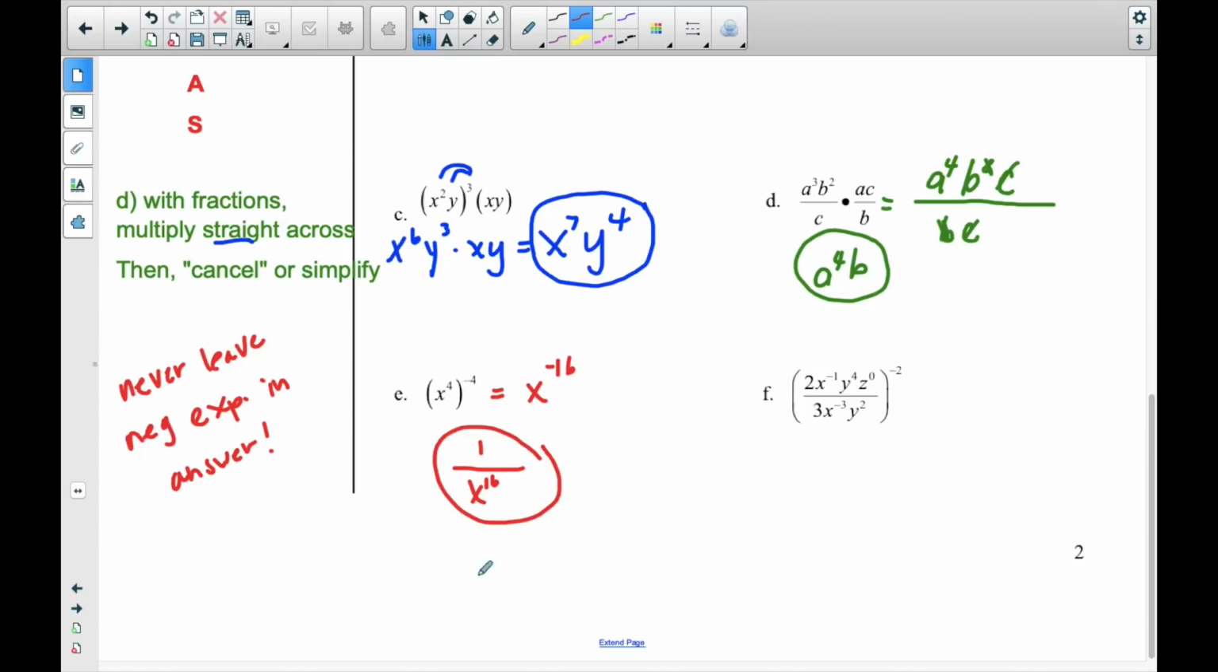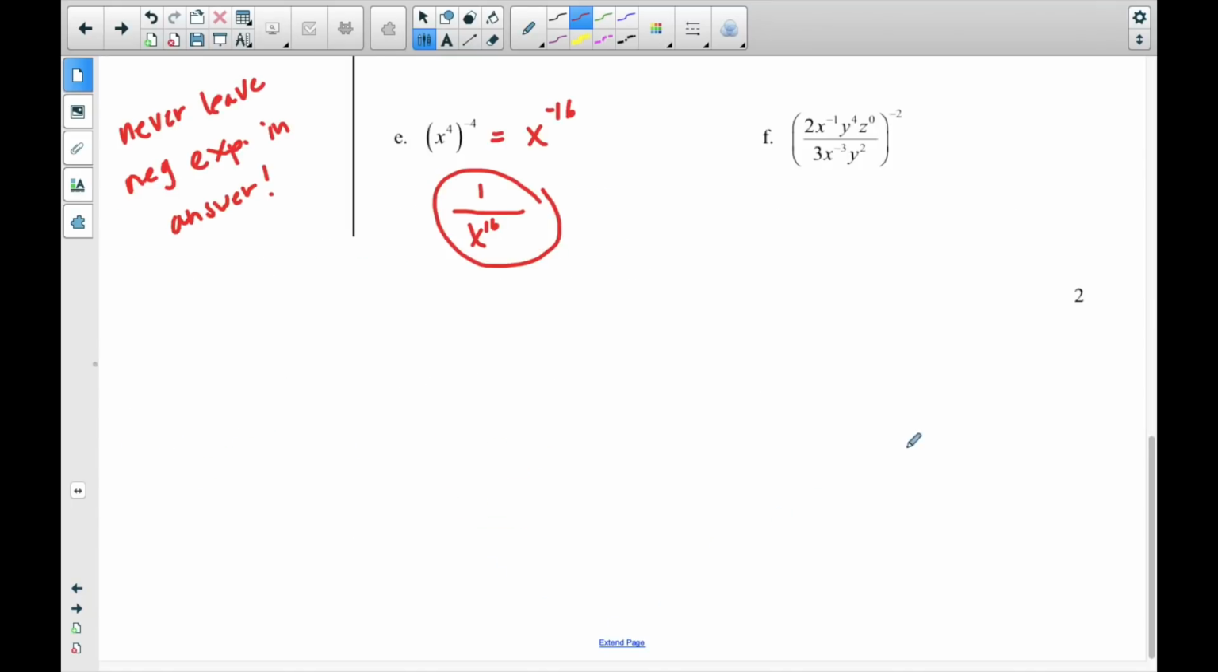Okay, example F looks really confusing. Why don't you take a minute to see what you can do with it? I might give you a hint as to starting, and what I would do to start it is I would flip it over to start with. And when I say flip it over, I'm talking about the reciprocal, because there's a negative second power here. So what I can do is I can flip that over and then put a second power on it instead of a negative second power. Okay, now that I've gone that far, why don't you see what you can do? Multiply, simplify, cancel, whatever you need to do to get down to the lowest answer.